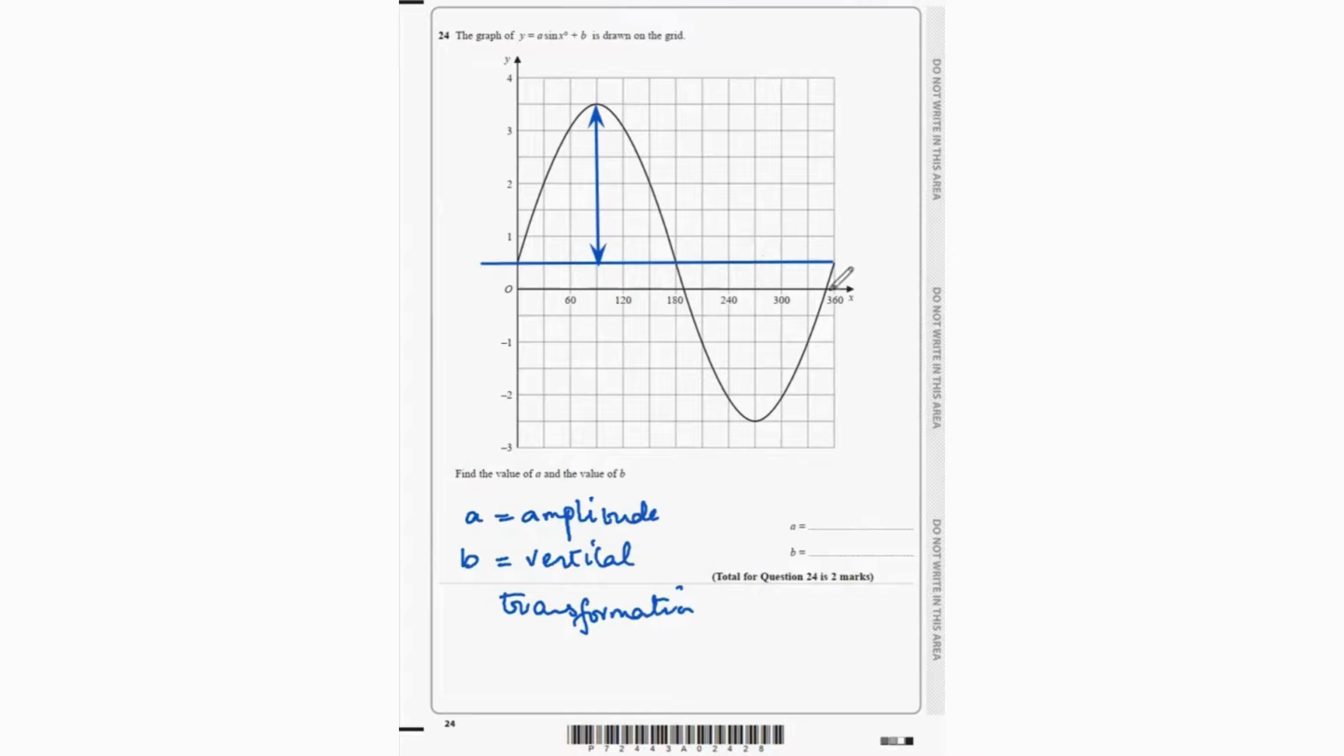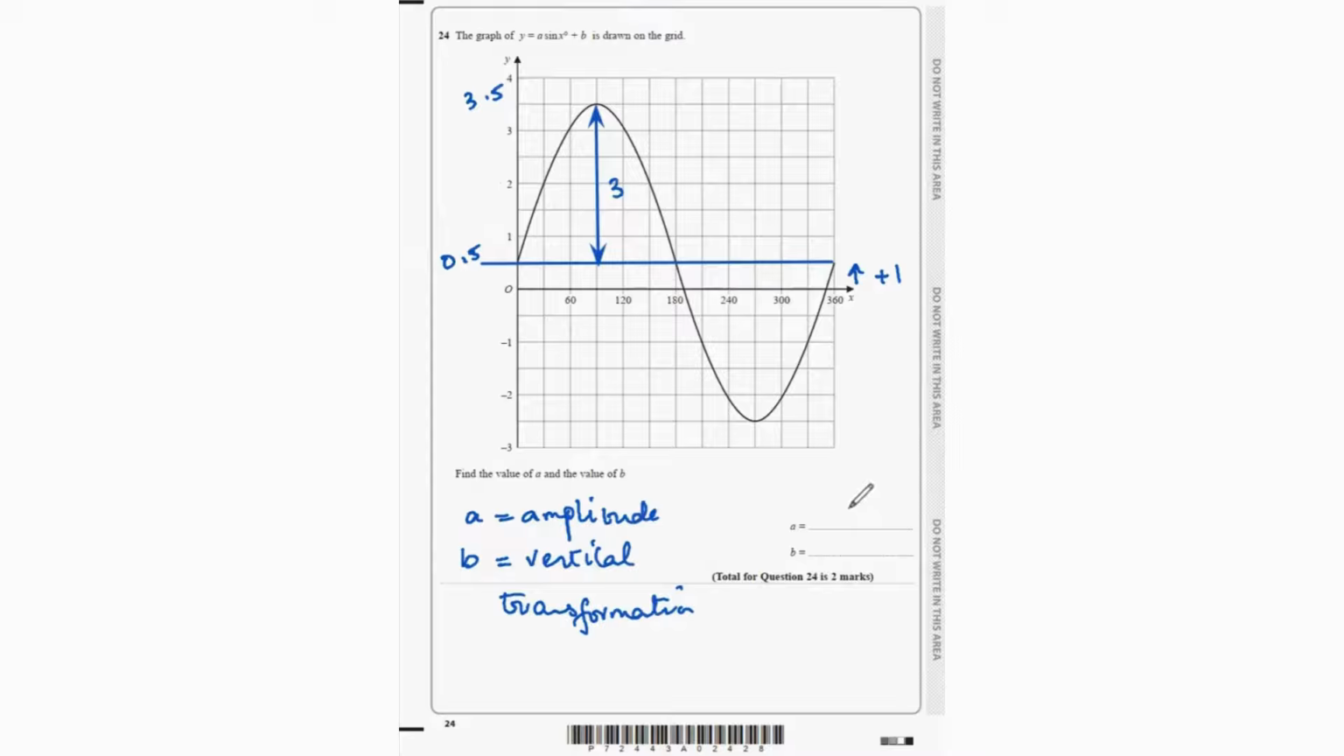So originally it was over here. Now it's up. So it has gone up by 1 unit. And for the amplitude, this is 0.5 and this is 3.5, which means it's 3.